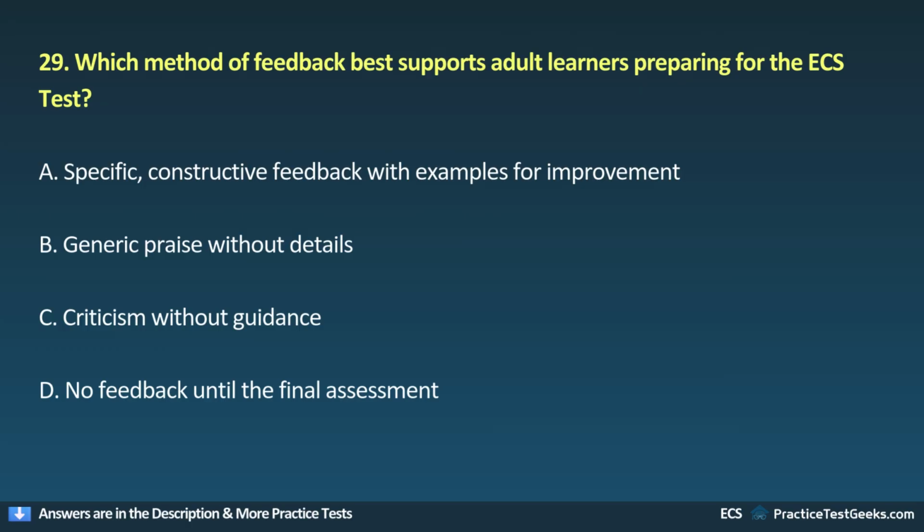29. Which method of feedback best supports adult learners preparing for the ECS test? A. Specific constructive feedback with examples for improvement. B. Generic praise without details. C. Criticism without guidance. D. No feedback until the final assessment.